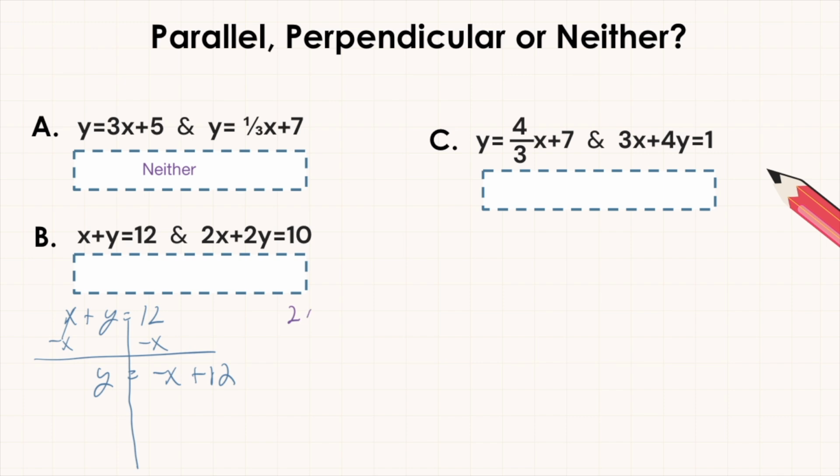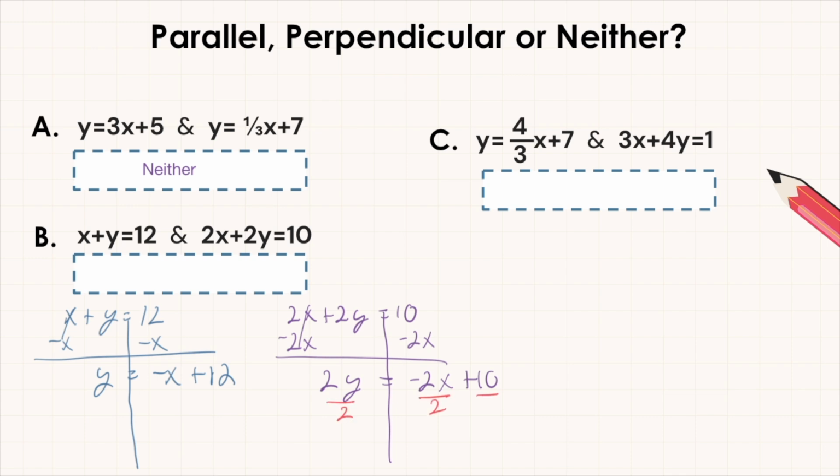This time we've got 2x plus 2y equals 10. So again, we're going to draw our wall. We're going to subtract 2x because remember our whole goal is to get y by itself. We end up with 2y equals negative 2x plus 10. And our last step is going to be to divide both sides by 2. We've got to divide everything on the right-hand side by 2. When we do that, we end up with y equals negative 2 divided by positive 2, which is negative 1x or negative x. And positive 10 divided by 2 is going to be 5.